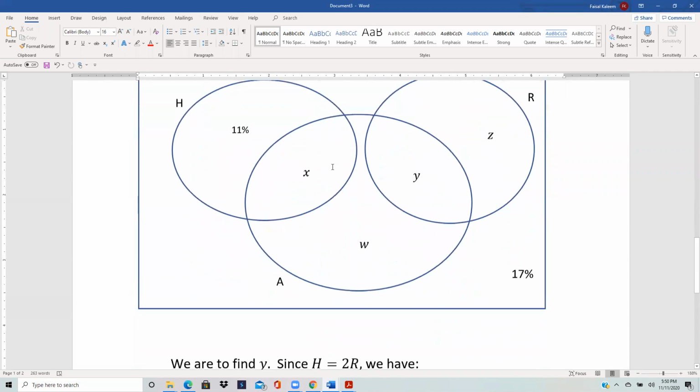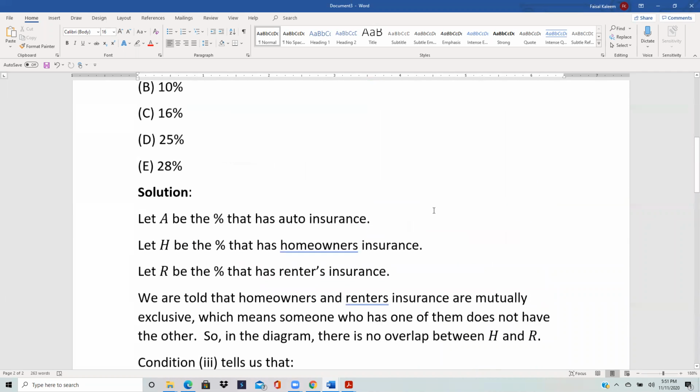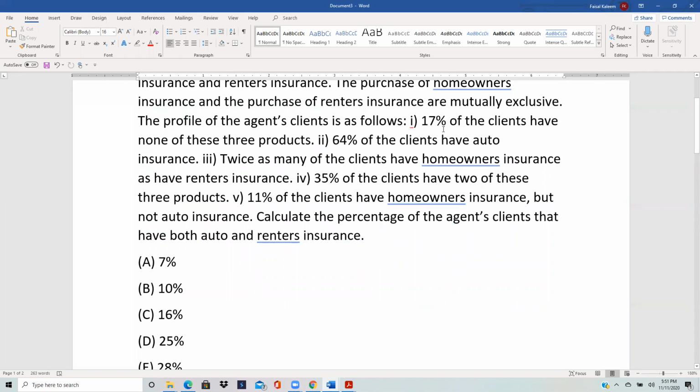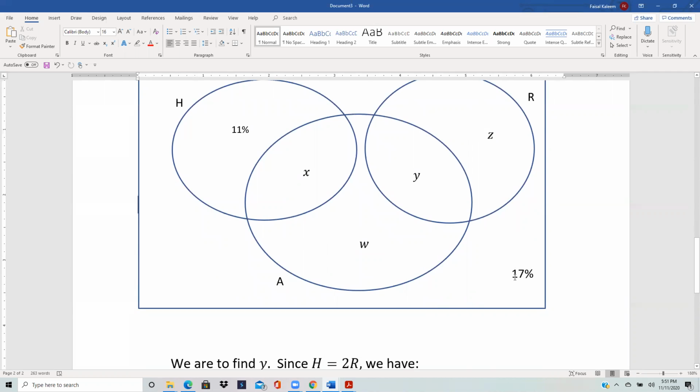So we'll draw the diagram. The three circles will represent the homeowners, renters, and the auto. And you see there is no overlap between the homeowners and the renters. Those circles are standalone circles from each other. And the rectangle represents the whole universe. And we are told that 17% have none of the three. So that was the first condition. That 17% is written outside the three circles, but still in the rectangle.